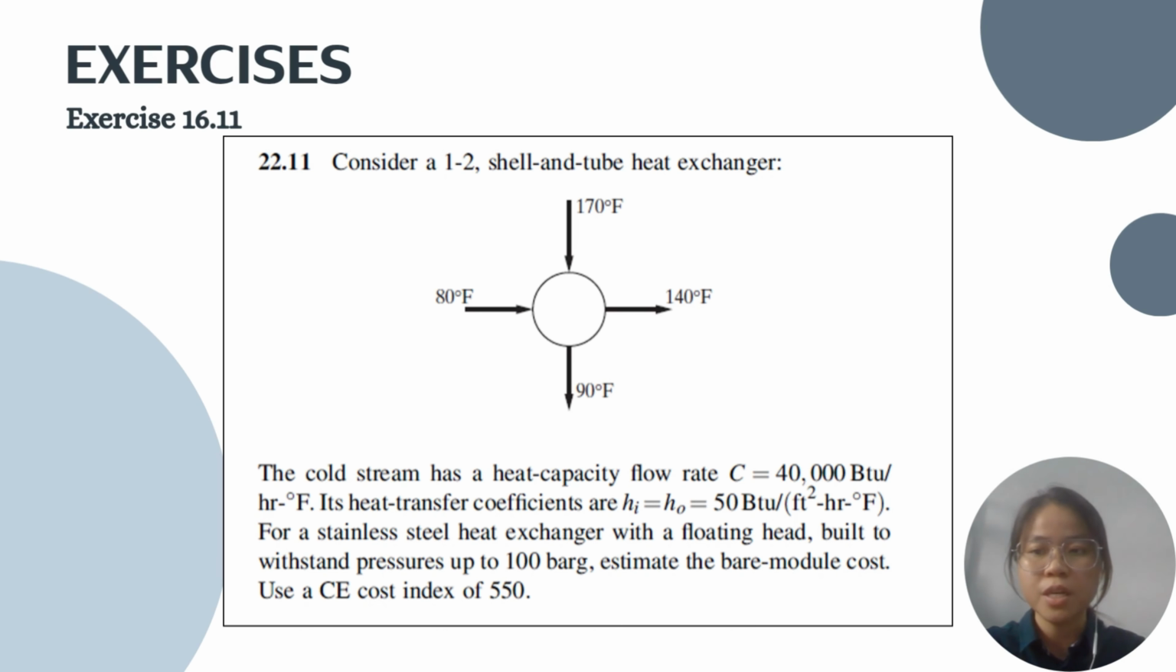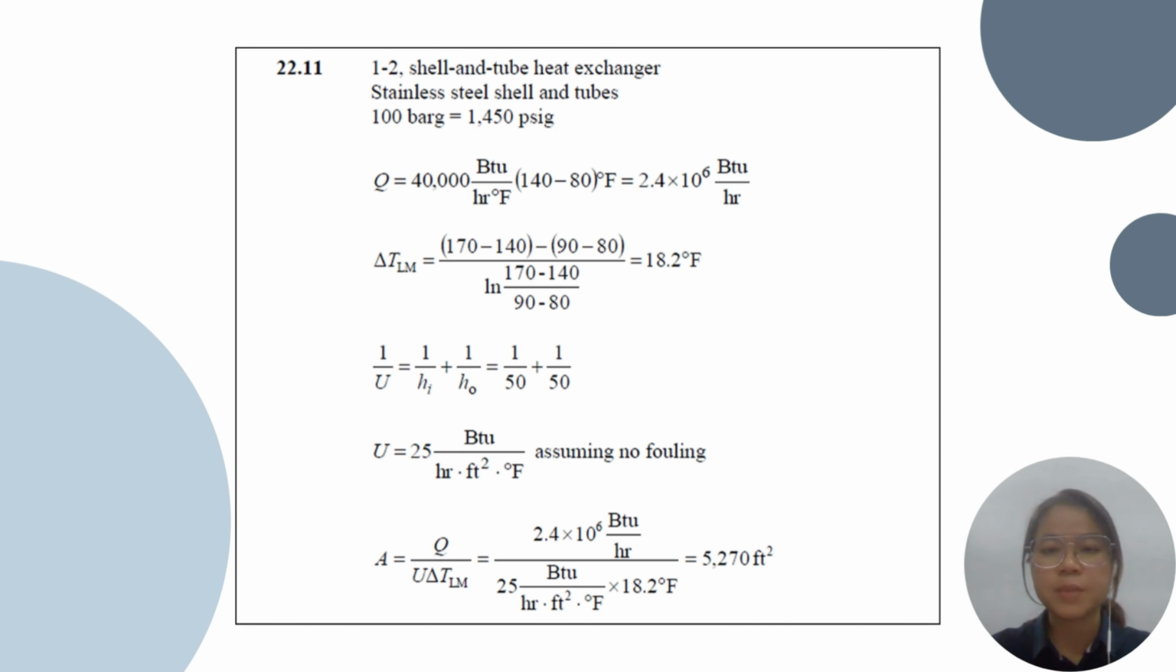First, we determine how much energy we are moving. Using the heat capacity flow rate of 40,000 BTU per hour degree Fahrenheit and the temperature change of the cold stream from 80 to 140 degrees, we calculate a total heat duty of 2.4 million BTU per hour. Next, we find the log mean temperature difference, or LMTD, based on our inlet and outlet temperatures. The LMTD is 18.2 degrees Fahrenheit.